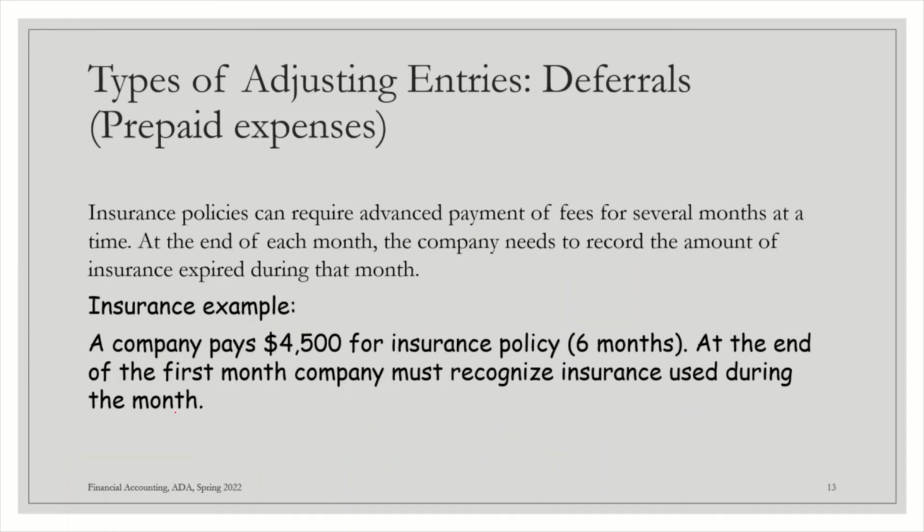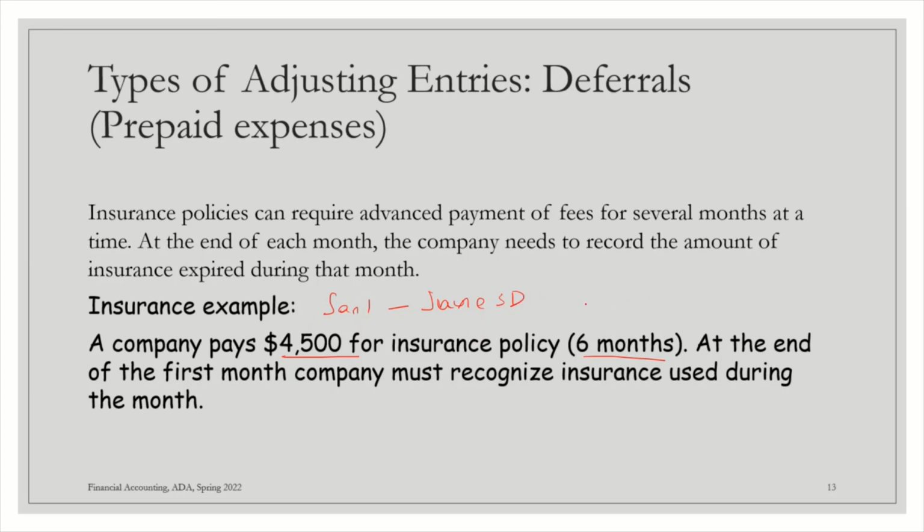The next example is the insurance example. Also, we did review it. So a company pays $4,500 for the insurance policy 6 months in advance. At the end of the first month, the company must recognize the insurance expense that has been incurred in the first month. So they paid, let's say, January 1 through June 30. So January 1 to June 30.